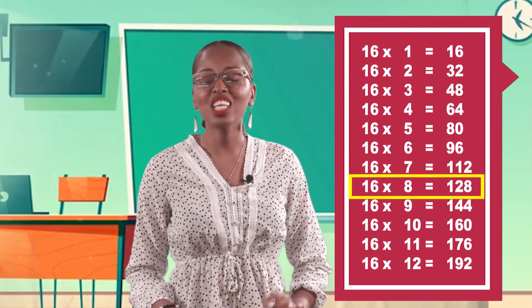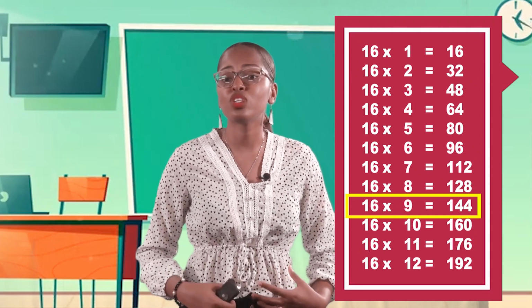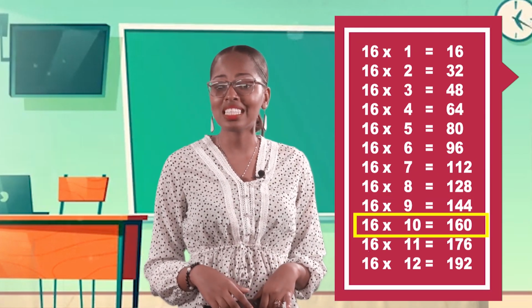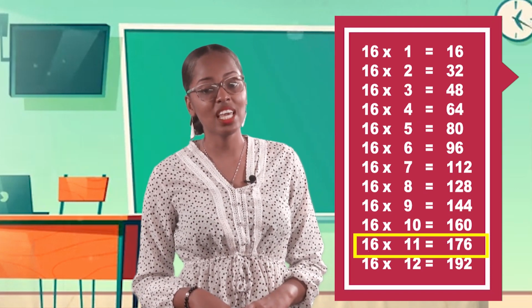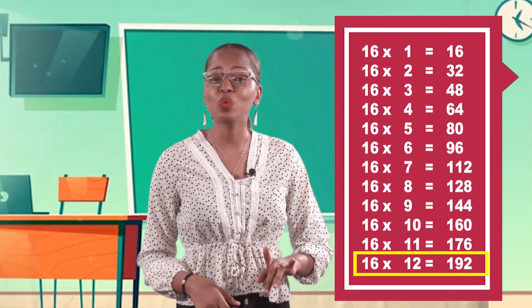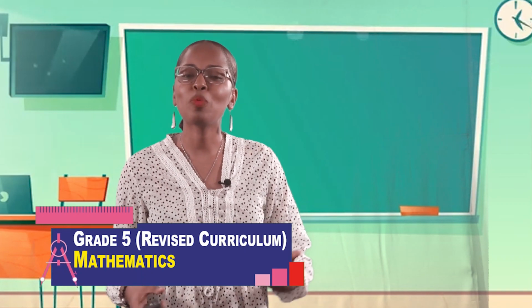16 times 8 is 128. 16 times 9 is 144. 16 times 10 is 160. 16 times 11 is 176. And 16 times 12 is 192. Thank you for reciting the 16 times table with me.